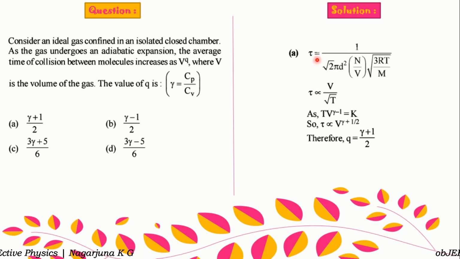Tau is equal to mean free path over speed, which is 1 divided by root 2 pi d square into N by V, into root of 3RT by M, where tau is directly proportional to V by root T. As T V to the power gamma minus 1 is equal to constant, T is directly proportional to V to the power gamma plus 1 by 2. Therefore, Q is equal to gamma plus 1 by 2. Option A is the right option.